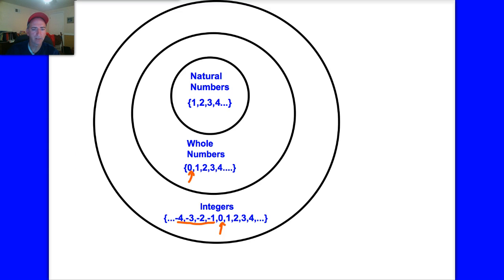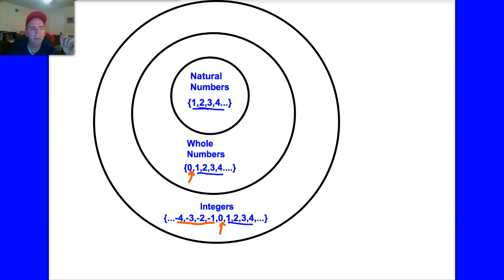I'll use a different color here. We have integers that were in all of those other sets as well. So again, back to the Venn diagram, all of the integers include all the whole numbers and all the natural numbers. So that's what's happening here. You have this intersecting Venn diagram.